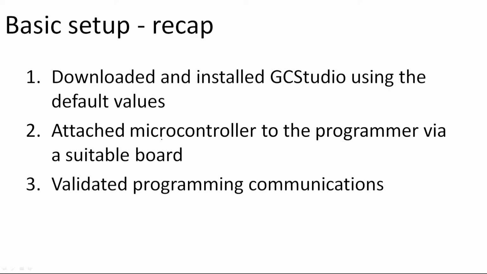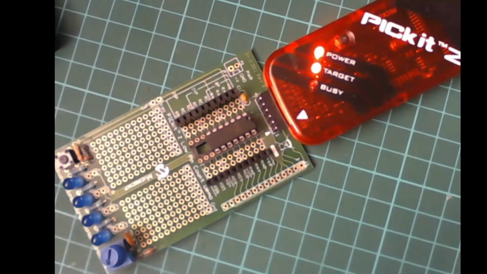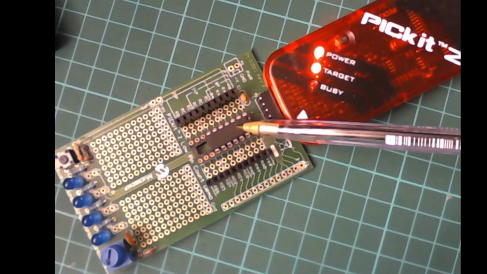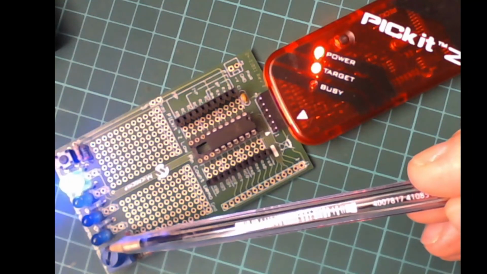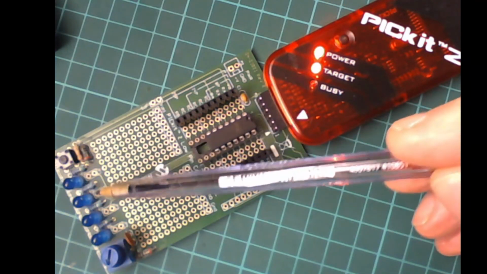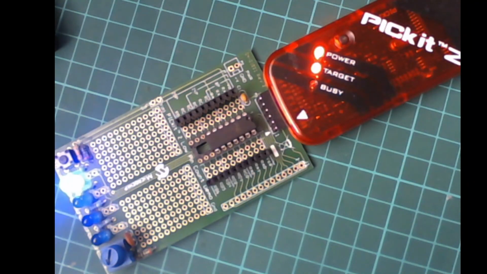Now, let's recap what we covered. We downloaded and installed GCStudio with all the default values. We attached the microcontroller to a suitable board, and then we validated some communications by doing some programming, by making an LED operate. So let's have a quick look at the lab cam here, and this is where we sort of left it yesterday. I'm using a PICkit 2. I've got the chip installed here. I've got 4 LEDs, a potentiometer, and a switch. And what we're going to do today is make these LEDs flash in sequence. We will develop this over the next set of videos to give it more capabilities.